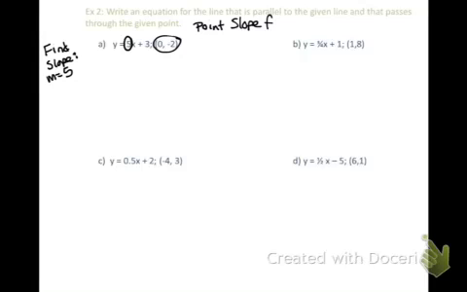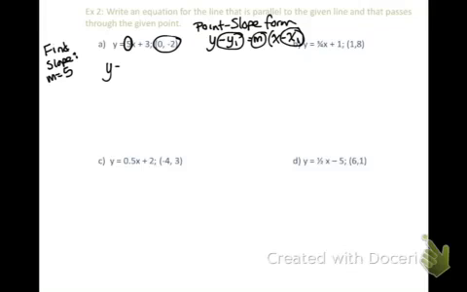So taking the stuff we've learned from the past lessons and putting it together. For point slope, remember it's y minus y1 equals m times x minus x1. Those are the numbers that are going to change. And then we're going to plug those numbers into the y1, x1, and m. So it's going to look like this.